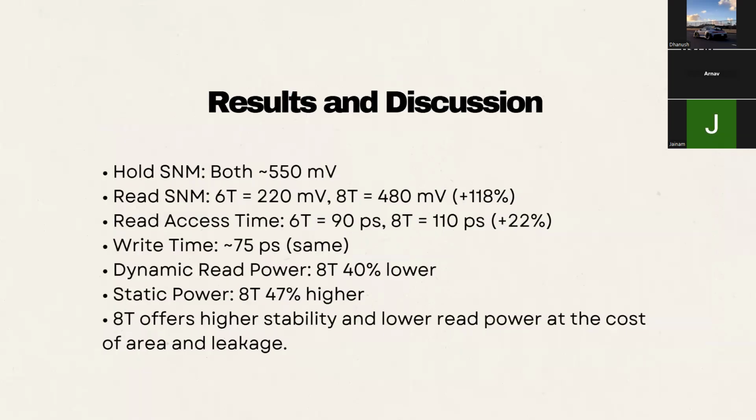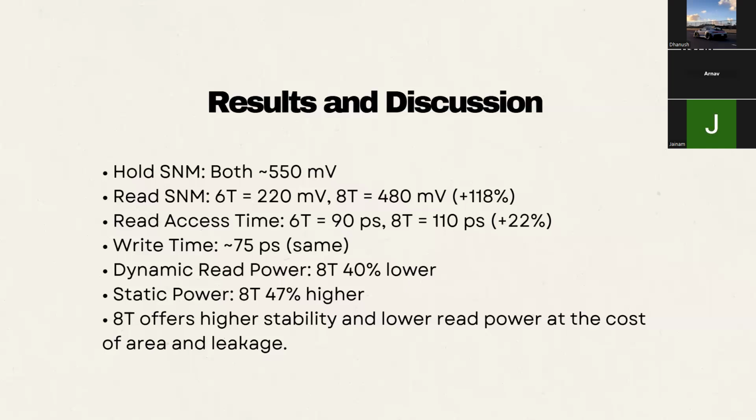Results and discussions. Based on our simulation results, we analyzed the performance parameters of both cells. In hold SNM, both 6T and 8T showed similar values, around 550 millivolt. In read SNM, the 6T cell had 220 millivolt, while the 8T improved it to 480 millivolt, showing a 118% improvement in read stability. Read access time: the 6T had a fast read time of 90 picoseconds, while 8T took 110 picoseconds, making it 22% slower. In write time, both were similar, around 75 picoseconds.